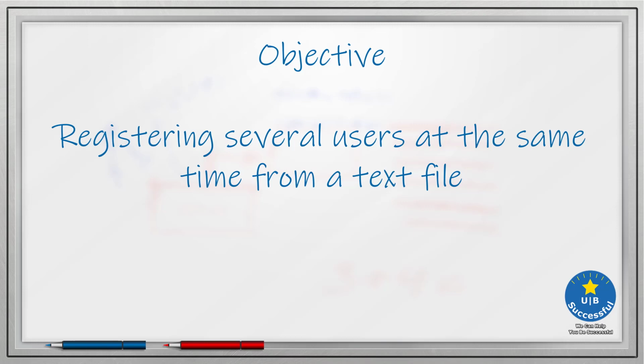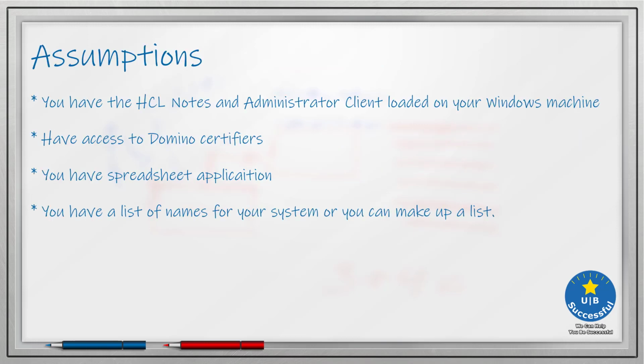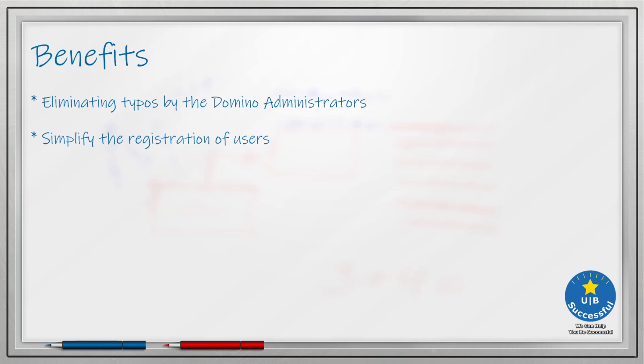We make several assumptions. First, you are the Domino Administrator for your environment. This includes having the HCL Administrator client on your workstation and access to the organizational certifiers. You will also need a spreadsheet application. Any spreadsheet you are familiar with will work. I will use Microsoft Excel in my example.